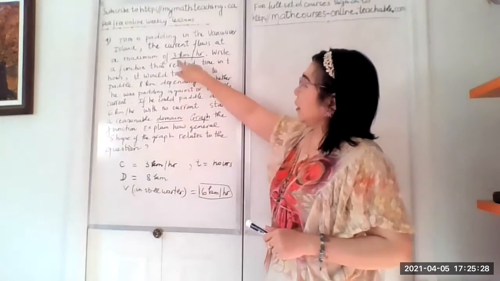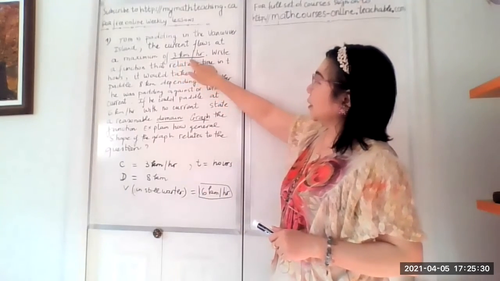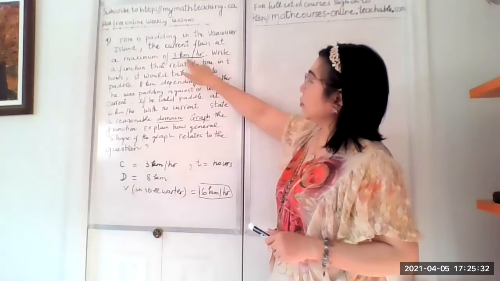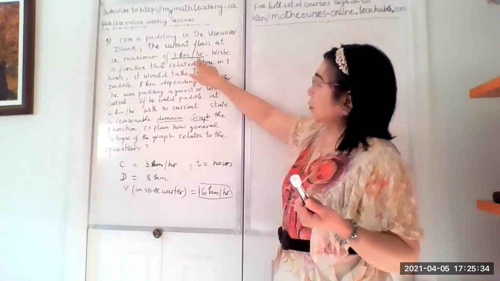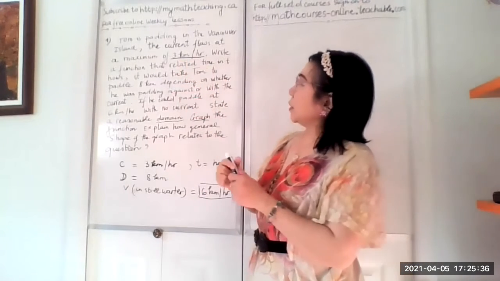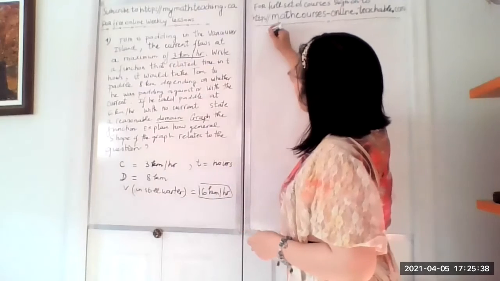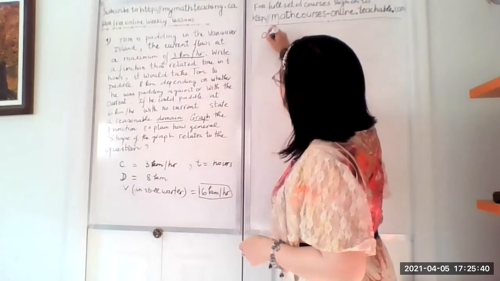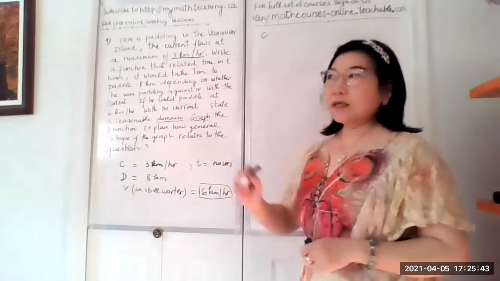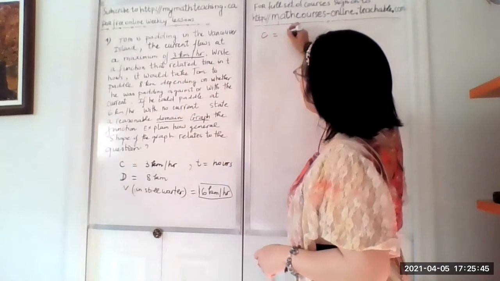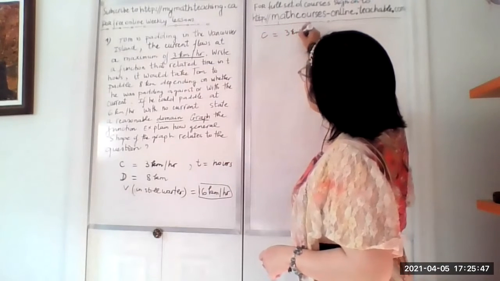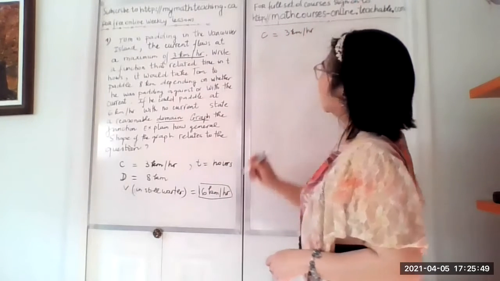So I underline this 3 kilometers per hour. And what is it? This is the speed of the current. So let's represent the speed of the current: c equals 3 kilometers per hour.